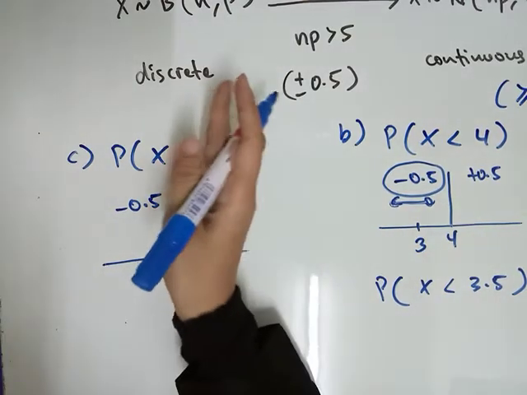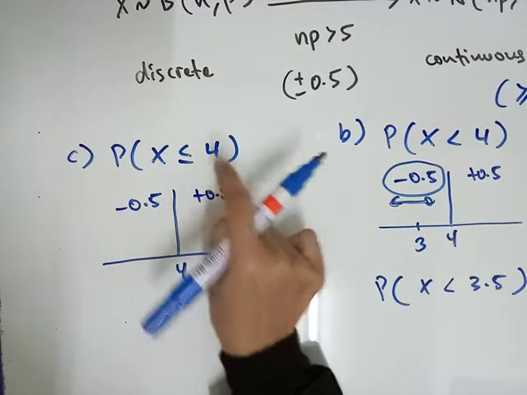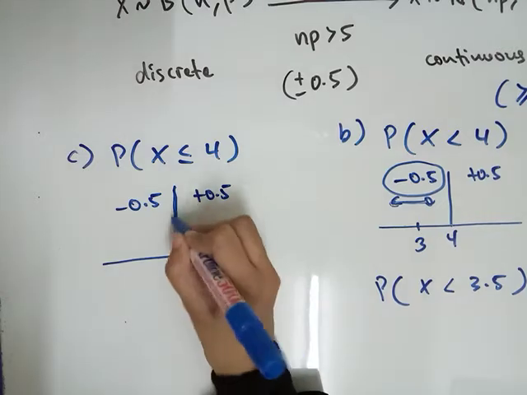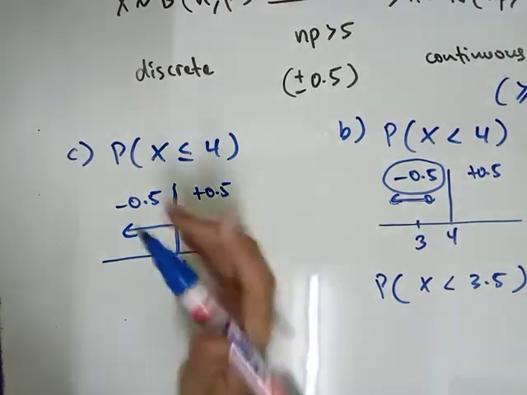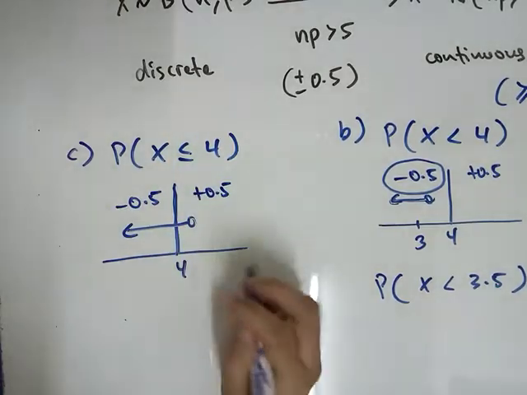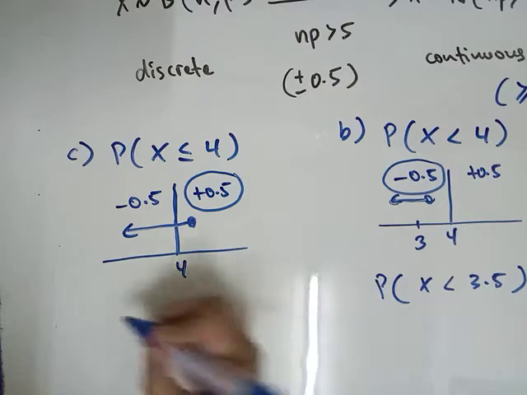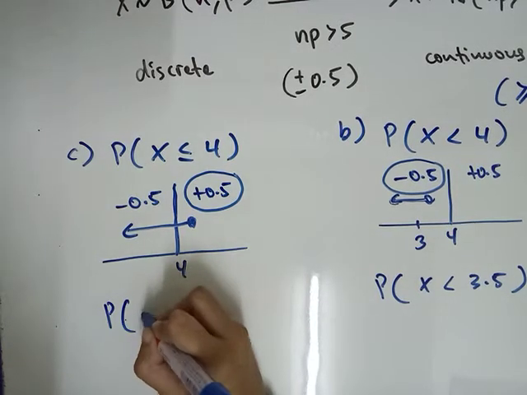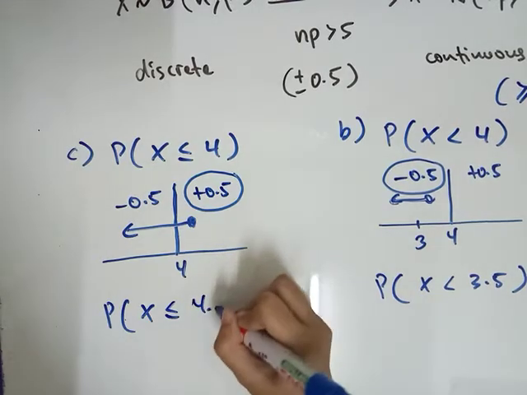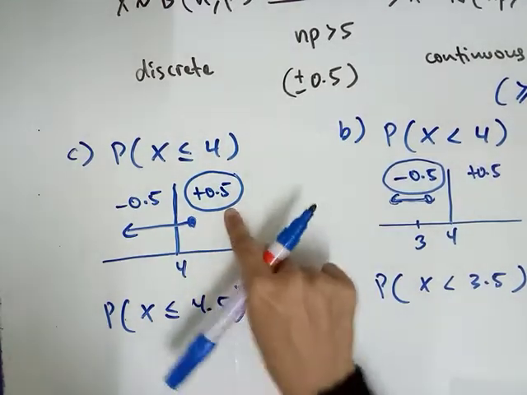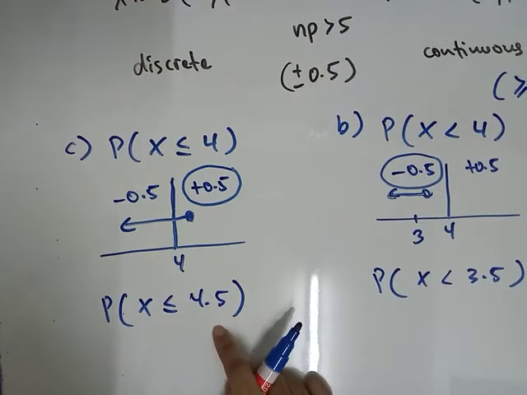Okay, bila less than and equal 4, 4 ni termasuk tak? Include tak 4? Yes, dia termasuk, dia include. That means dia terkena pada palang ni, that means dia less than and equal 4. Dia terkena pada palang 4 ni, dia termasuk 4 sekali. Therefore, kedudukan dia dekat mana kat sini? Plus 0.5. So the new one, you need to find the probability is x less than and equal 4.5, 4 plus 0.5. So this is the new one probability that you need to find.